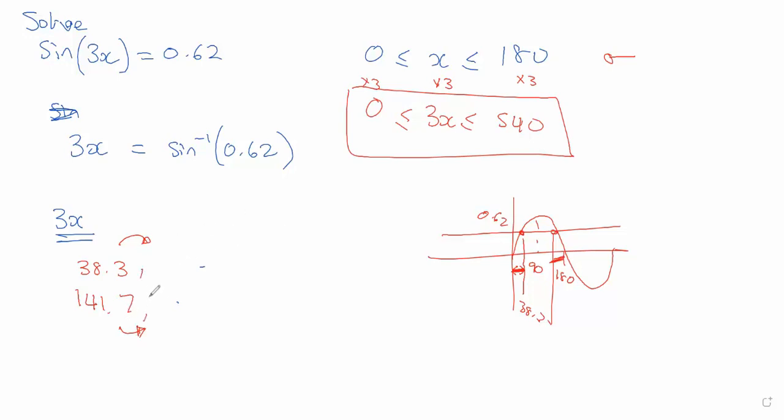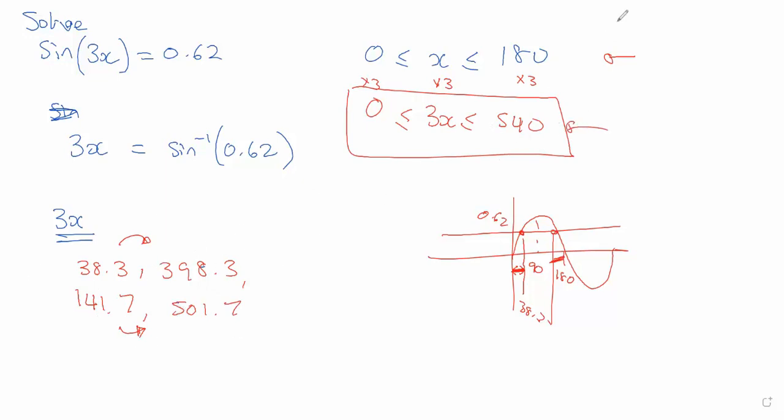So let's start adding 360. Let's do the top first. 38.3 plus 360 gives 398.3. If I add 360 again, I'm going to go too far. 141.7 plus 360 gives 501.7. Adding more is no point. Okay, brilliant, so I've got all my answers for the 3x range.